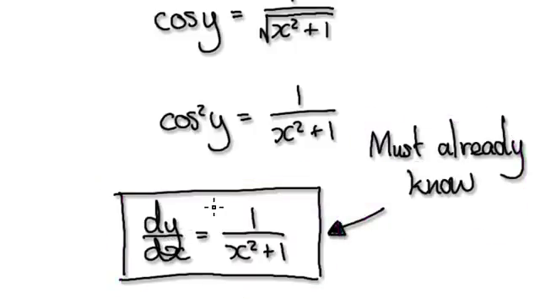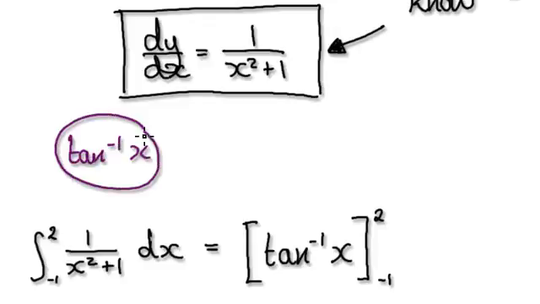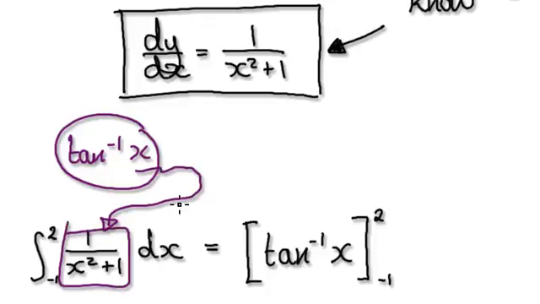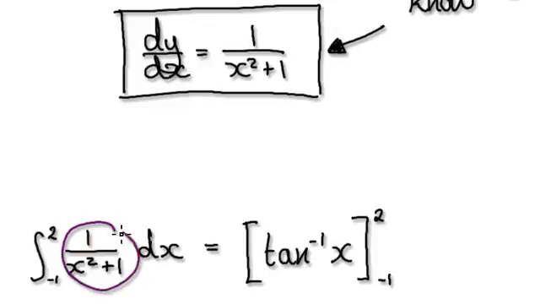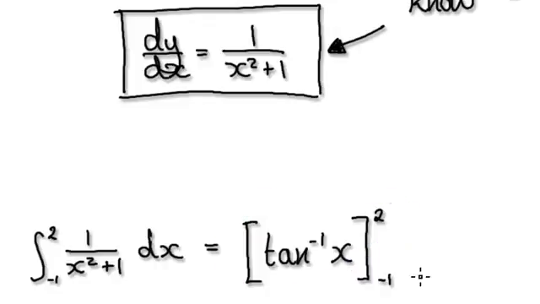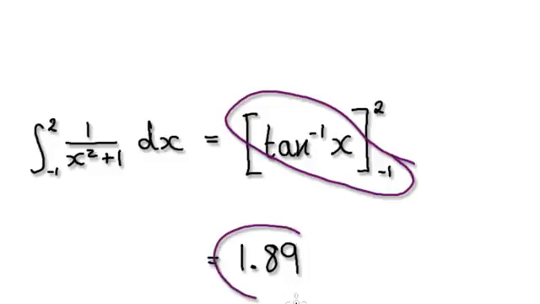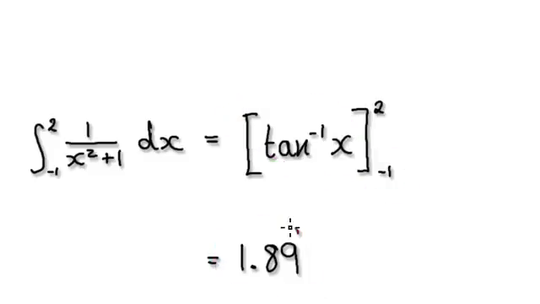The point I'm trying to make here is that when you differentiate the inverse tan of x, it will give you this. So when you integrate this, it will be this. Now you've got to evaluate it. This, take away this thing here, will give you this. So the overall answer, the area, is given by this.